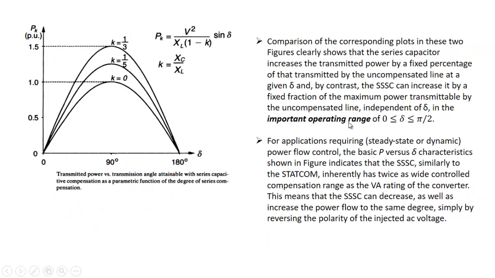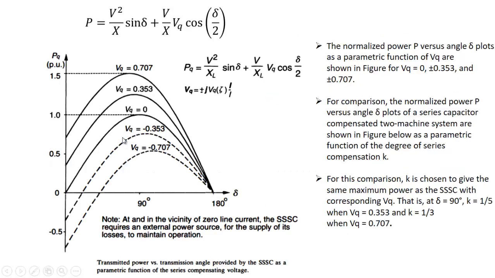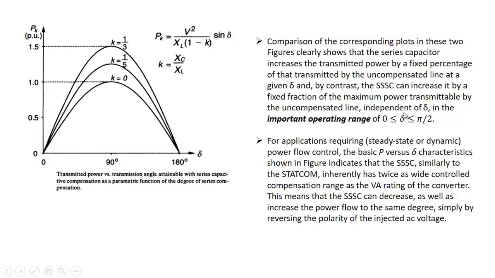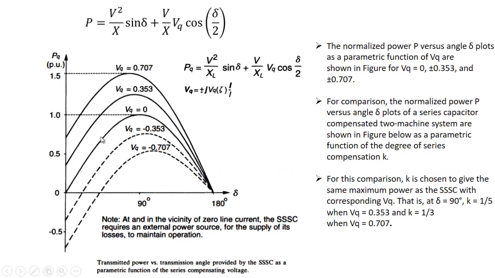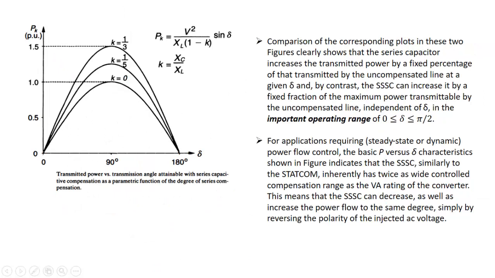And one more thing, that means this power will be supplied independent of delta, but this will be still dependent upon the delta, because when delta is equal to 0, it is capable of supplying some real power. And in the important range, that is between 0 and pi by 2, because this is an important range, and during the steady state you will see that most of the time our power system will operate in this range only, not in this range. So that is one more importance.